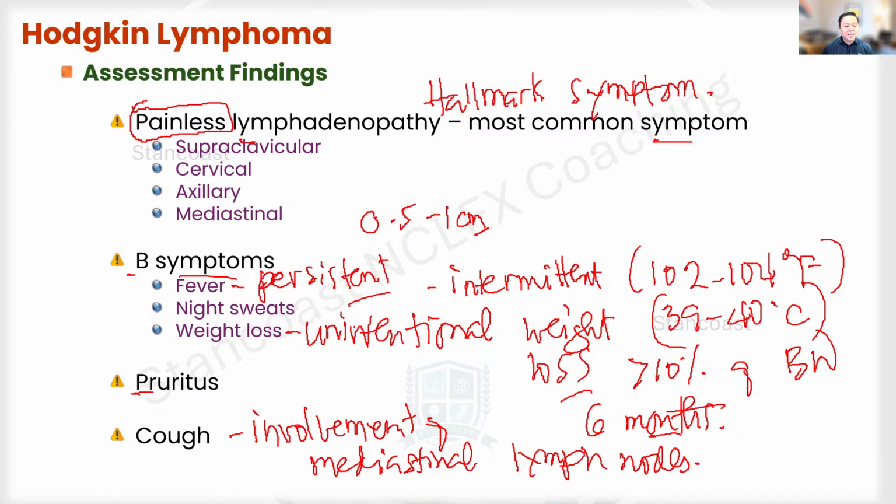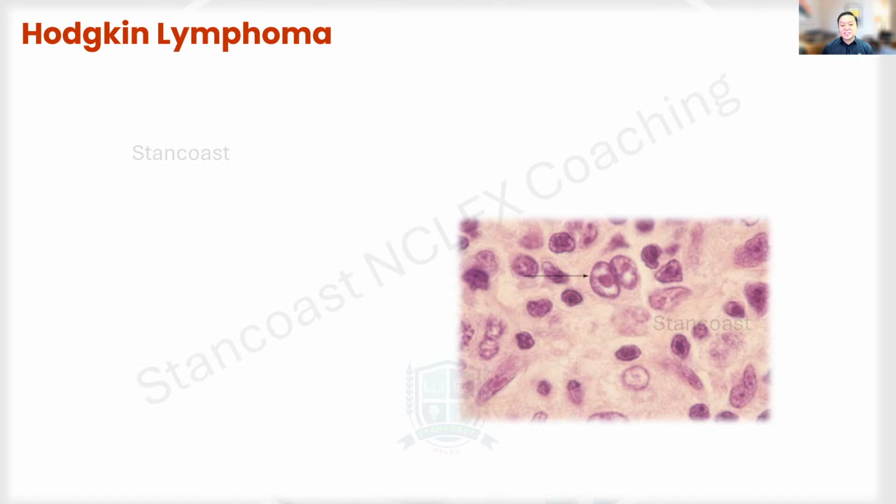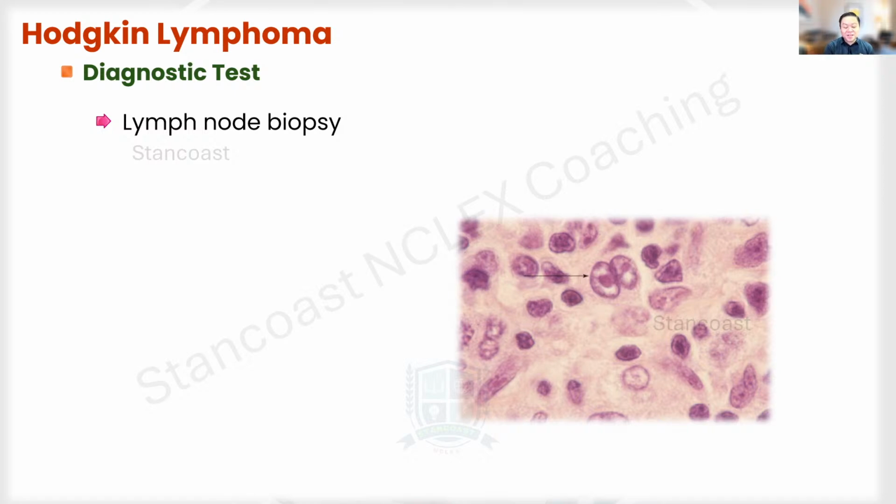All right. Now let's move on to the next section of our discussion here, which is basically on the diagnostic test. The detection of Hodgkin lymphoma starts with the lymph node biopsy, and this is going to be the definitive diagnostic test of Hodgkin lymphoma.